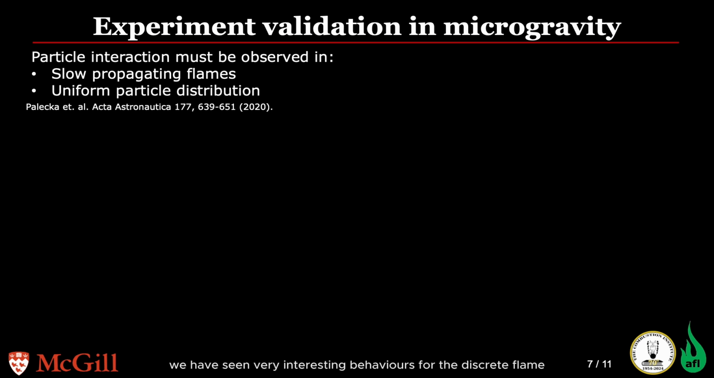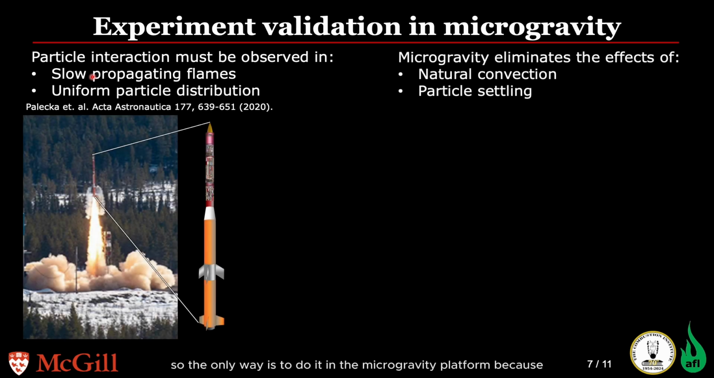We have seen very interesting behavior for the discrete flame from the simulation model, so the goal is also to validate it in an experiment. The experiment will need to observe the particle interaction in a slow propagating flame, and the particles also need to be distributed uniformly, just like what we see in the model just now. So the only way is to do it on a microgravity platform, because we want to eliminate the effects of natural convection and also particle sedimentation.